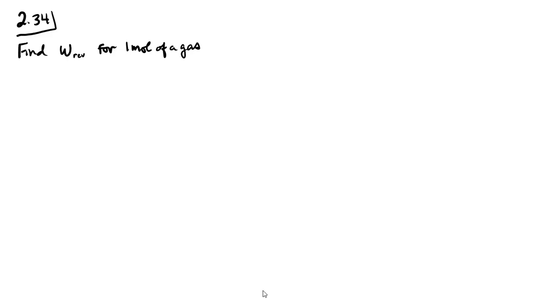And what is it undergoing? It's undergoing an isothermal compression, and we don't know the initial state, we don't know the final state. We're just told it's an isothermal compression. What does isothermal mean?